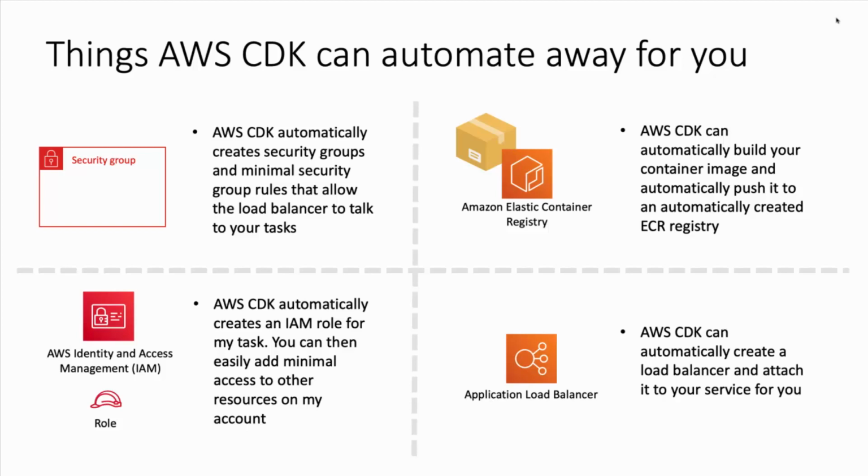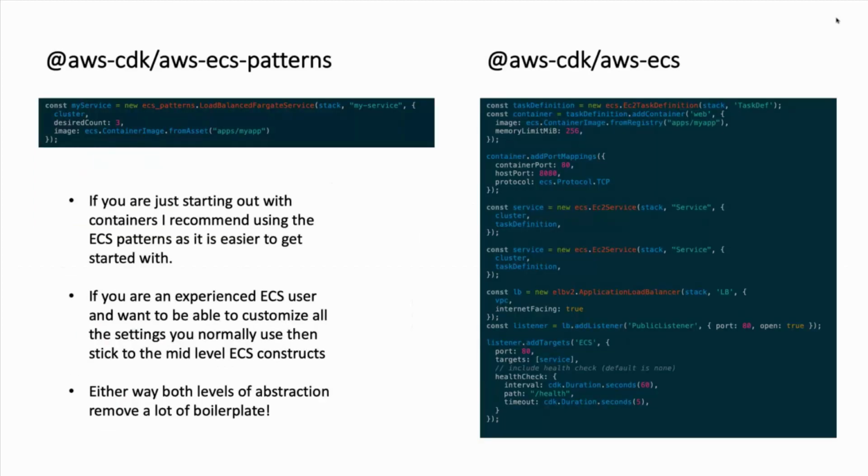So let me show a quick comparison of two different approaches to using containers with CDK. On the left-hand side, you see the ECS patterns approach, which is that higher level construct for a load balanced Fargate service. And as you can see, it's really only 5 lines there to start building my image, deploying it, hosted behind a load balancer. And then over there on the right-hand side, you can see a slightly more verbose but more customizable approach using the lower level AWS ECS constructs.